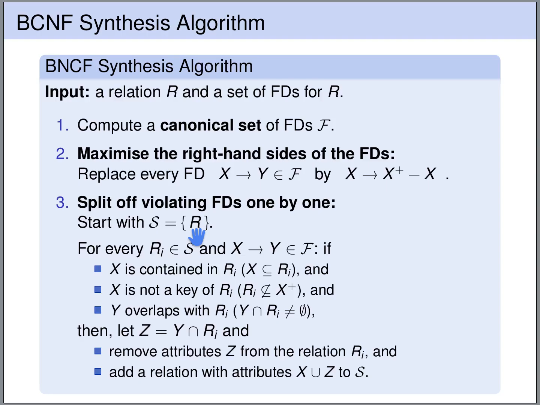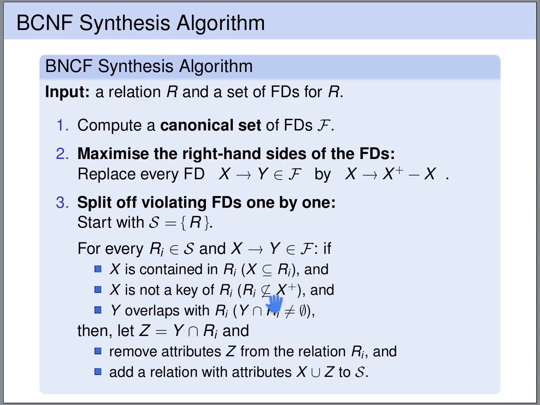And then for every table that we have, and for every functional dependency in F, so this is this maximized set of functional dependencies, we check the following. We check whether the left-hand side of the function dependency is fully contained in the relation Ri. If so, we check whether the left-hand side is a key of the table Ri, so we compute the cover of X, and we check whether Ri is fully contained in this cover. If so, then X is a key for this relation and nothing needs to be done.